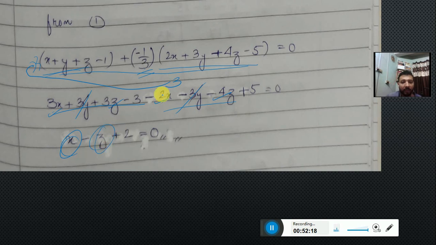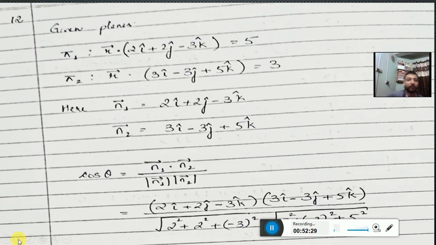This will give you minus z, and this will give you plus 2. You can take it on the other side, as you wish. Okay, so this is question number 11. Let's go to question number 12.